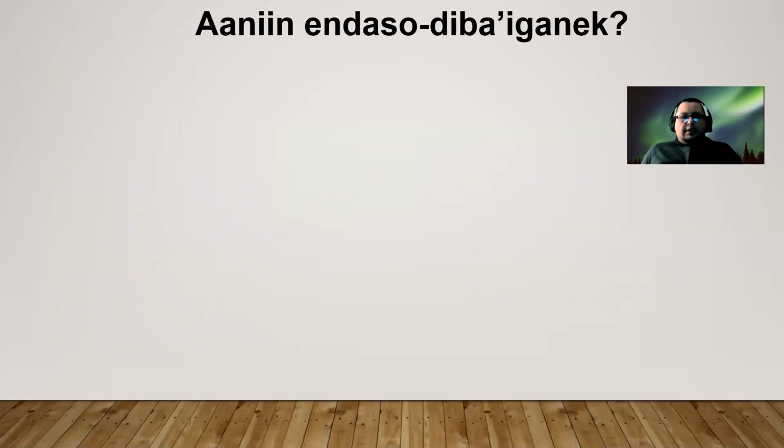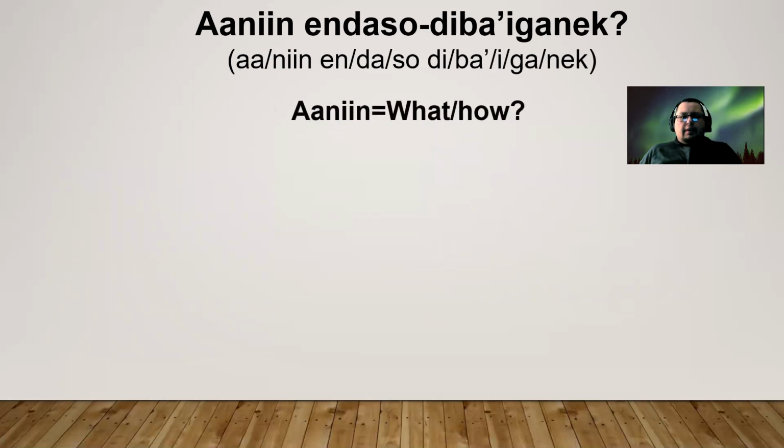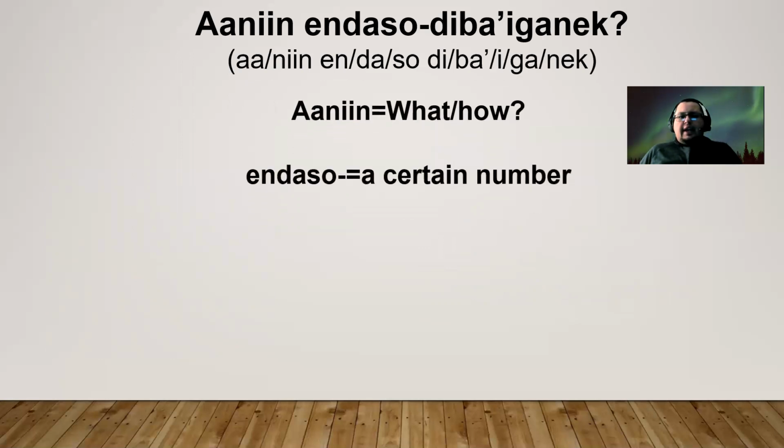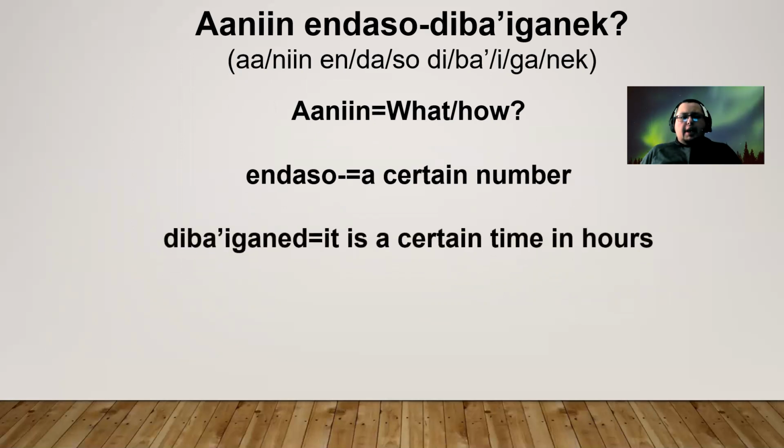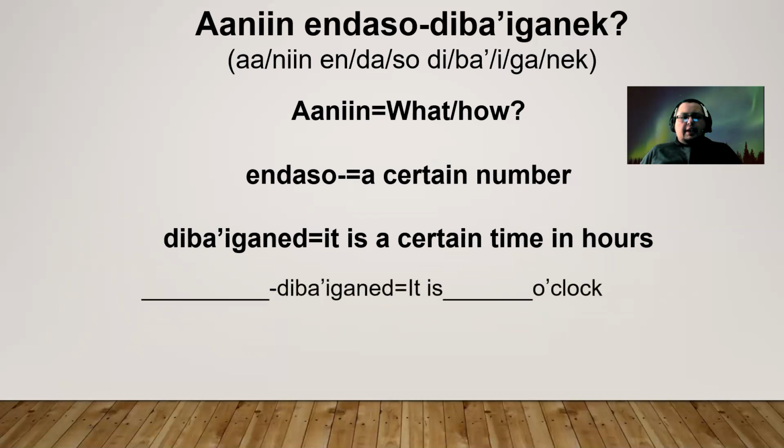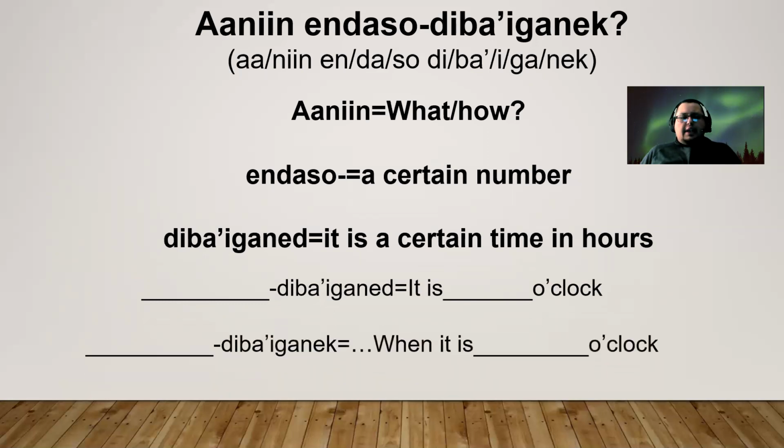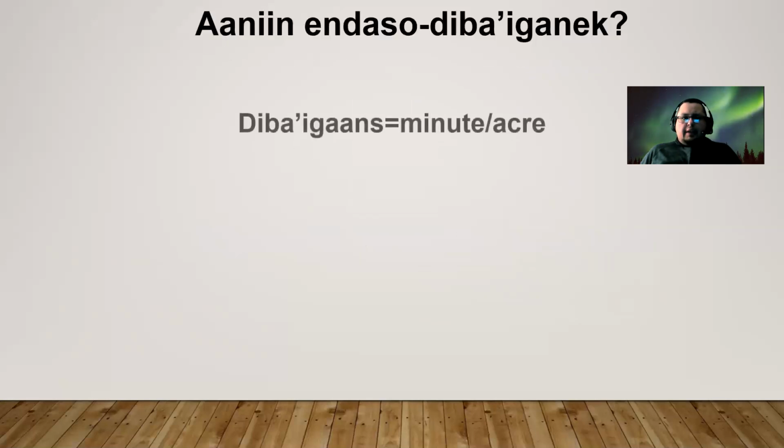Alright, so getting started again, lesson 27, part 2. And we're going to talk about these things. Anin endaso-diba'iganek. What time is it? We went over what or how. Endaso, a certain number. Diba'iganek, it is a certain time in hours. Blank diba'iganek, it is blank o'clock. We're going to get more into that in our next lesson also. So right now we're working on these ones right here.